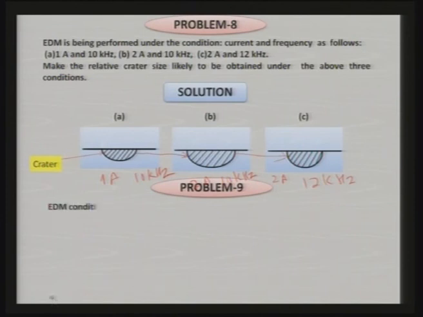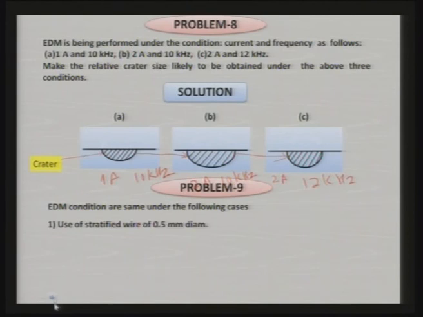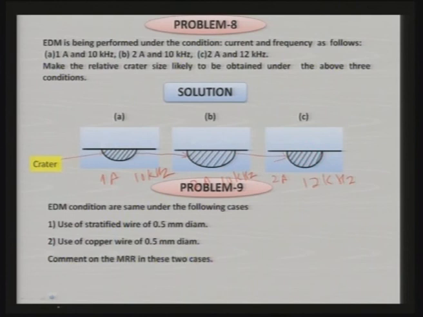Last problem: EDM conditions are the same under the following cases: use of a stratified wire of 0.5 millimeter diameter and use of a copper wire of 0.5 millimeter diameter. Comment on the MRR in these 2 cases. Although I have not discussed this stratified wire, I will discuss it in the next lecture, but the problem is given here. The solution says that you will get the same MRR in both cases. So, this particular problem of stratified wire I will discuss when I discuss wire EDM in the next lecture.